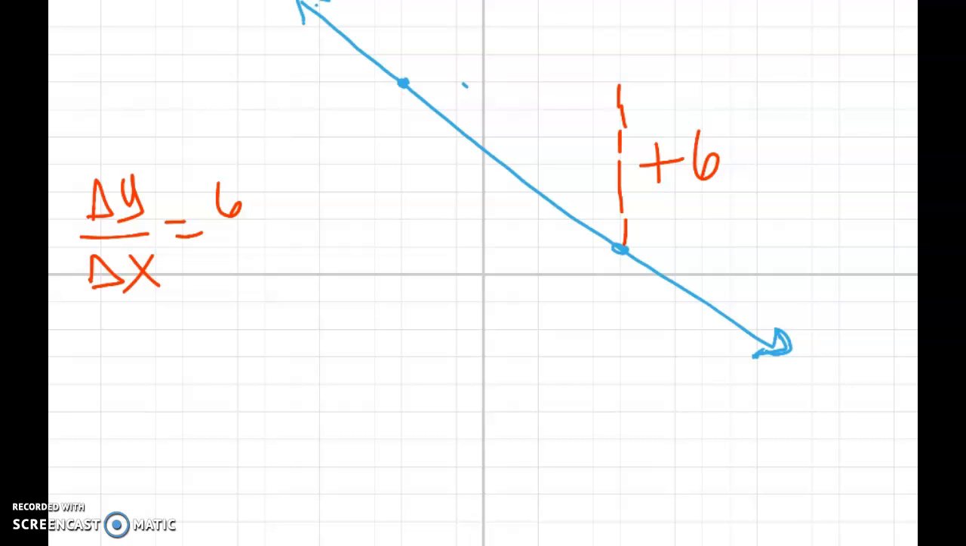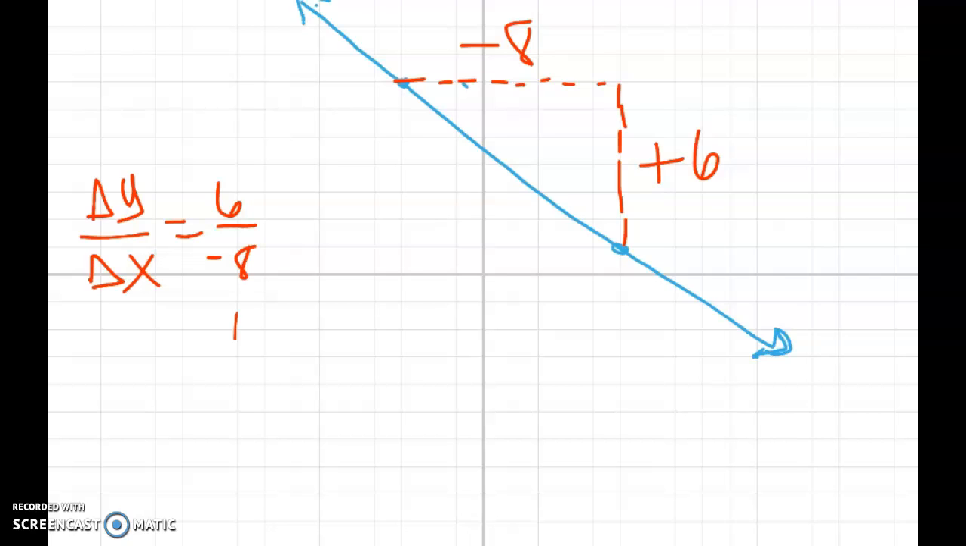And now to get to this blue point, the other lattice point, I'm going to go 1, 2, 3, 4, 5, 6, 7, 8. And since I'm moving to the left, that's becoming more negative. So it'll be -8. And you can see that that gives me a slope of 6 over -8.